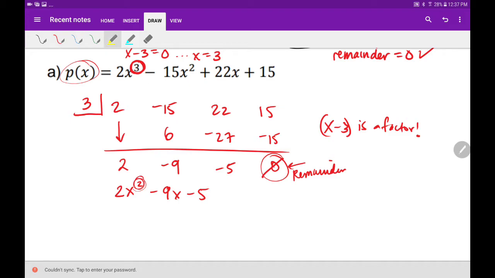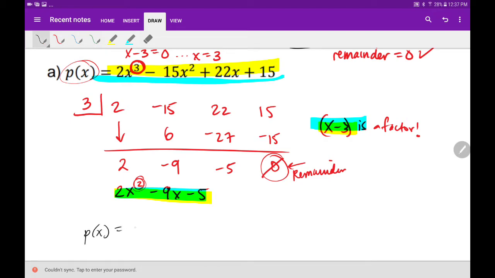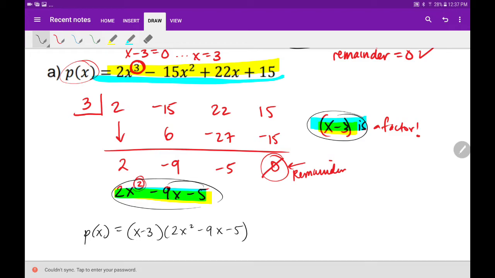Well, hold on a second. If this divided by this gave me that, that was the answer to my division problem. Well, that means that this times this will take me back to the really big polynomial. And so I need to rewrite my polynomial, p of x, as these two pieces multiplied together. So x minus 3 times 2x squared minus 9x minus 5.